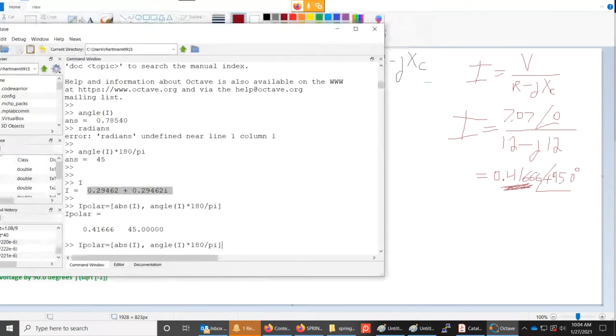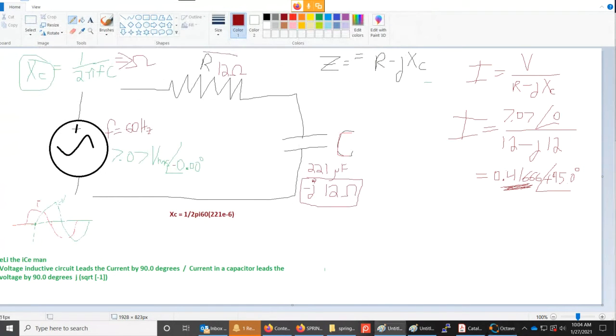So let's now look at our voltage, right? According to Ohm's law, the voltage in a resistor is the current times the resistance. Okay, so let's look at the voltage here.